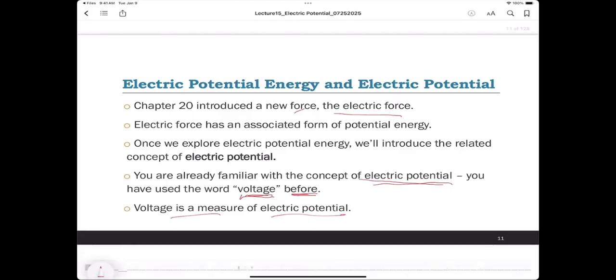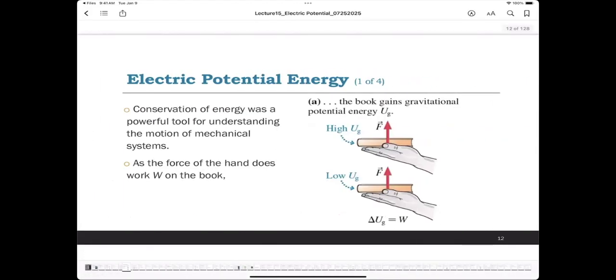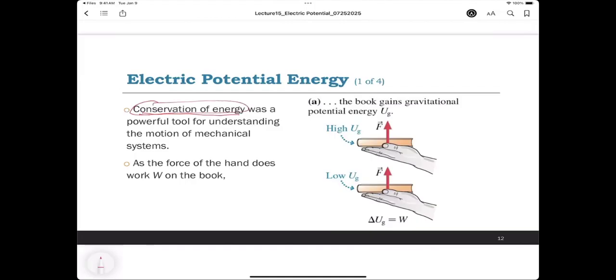Conservation of energy was a powerful tool for understanding the motion of mechanical systems. I like conservation of energy. I think you have already learned this in College Physics 1, like in Chapter 10 or something. It is a very useful tool for understanding the motion of mechanical systems.